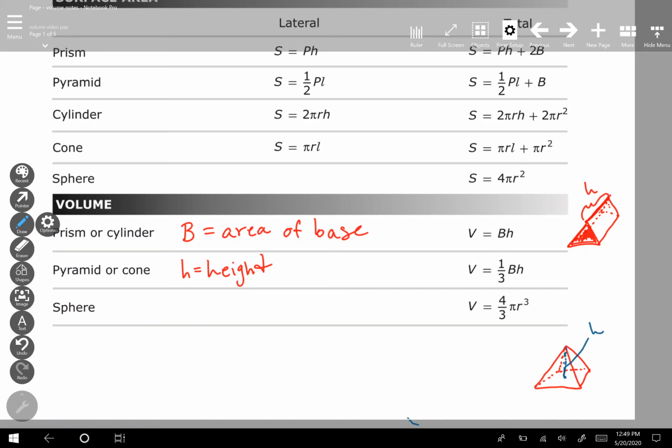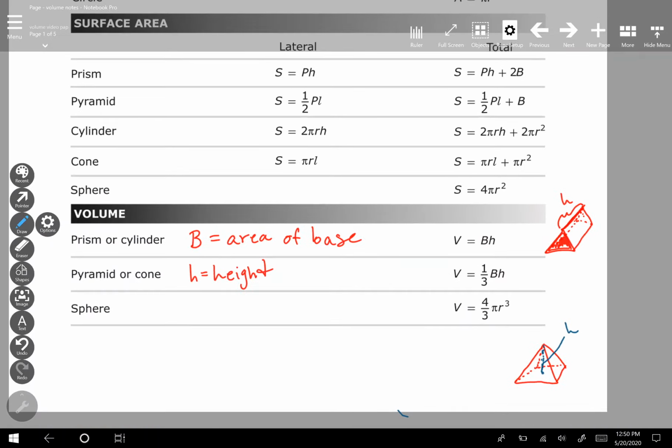So again, for prisms, cylinders, pyramids, and cones, it's the area of the base, big B, and then you need the height, H. For a prism or cylinder, you just take the area of the base and multiply by the height. For a pyramid or a cone, you multiply the area of the base by the height, but then we only want 1/3 of it. You can multiply that by 1/3, or you could divide by 3. It's the same thing. Let's go do a couple of these really quick.